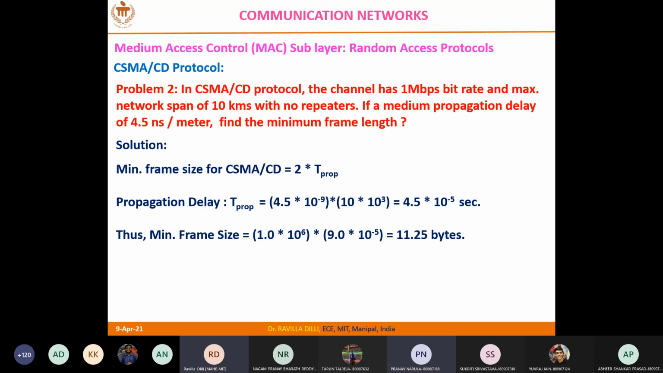Yeah, sorry, 45 into 2. Yeah, it's twice T-prop, right? T-prop is 45 microseconds. Twice the T-prop is 90 microseconds. So 90 microseconds into 1 Mbps, so it is 90 bits. That is the minimum frame size. Yes.